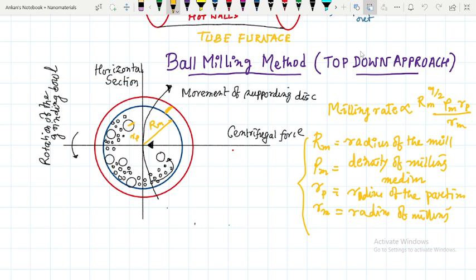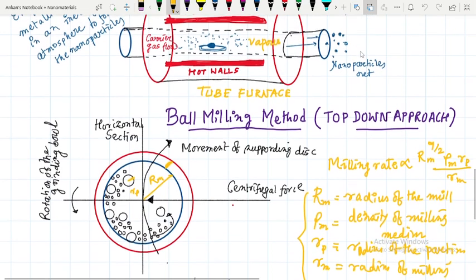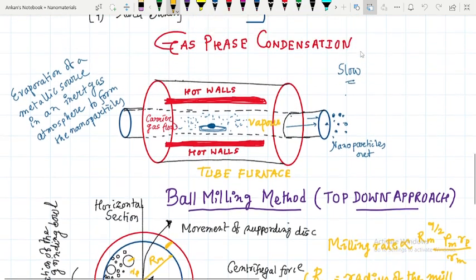But the disadvantage is that although a large amount of nanoparticles gets formed, the milling rate is very slow, and it takes a very long time. Another disadvantage is that it involves a high machine noise level, which provides noise pollution. But the noise can be controlled when we use some rubber in place of the metallic cylinder. This is a certain kind of disadvantage of the ball milling method.